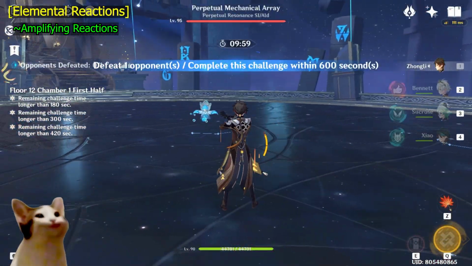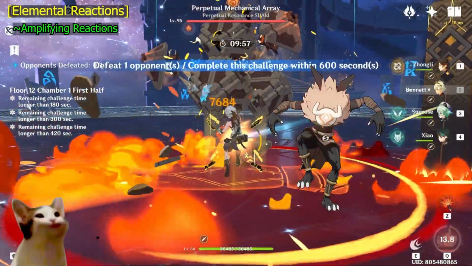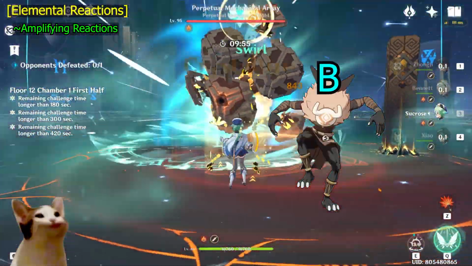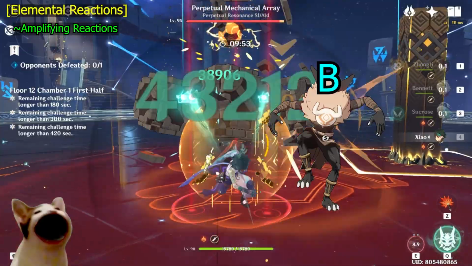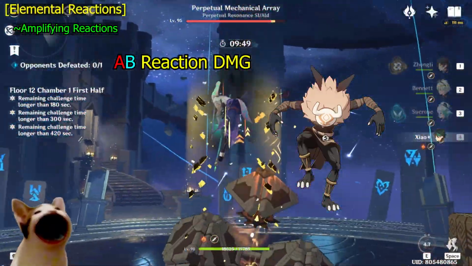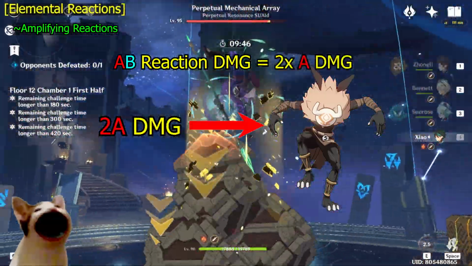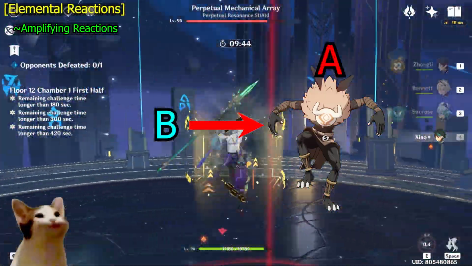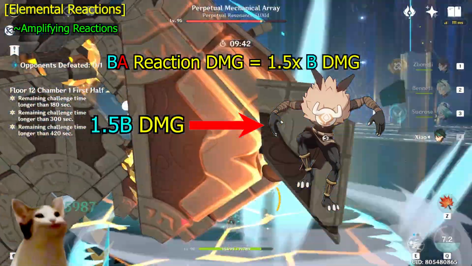So here's how it works. Let's say there's a hilichurl, and element B is applied onto it. While element B is still on the hilichurl, element A is applied on it. As a result, the damage done by element A is amplified by 2 times. If it was the other way around, the damage is only amplified by 1.5 times.